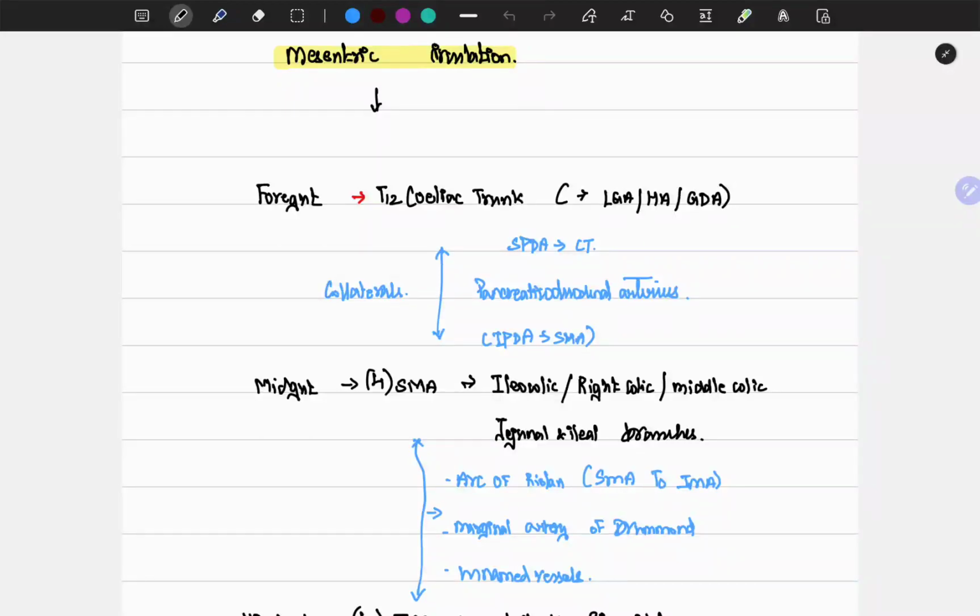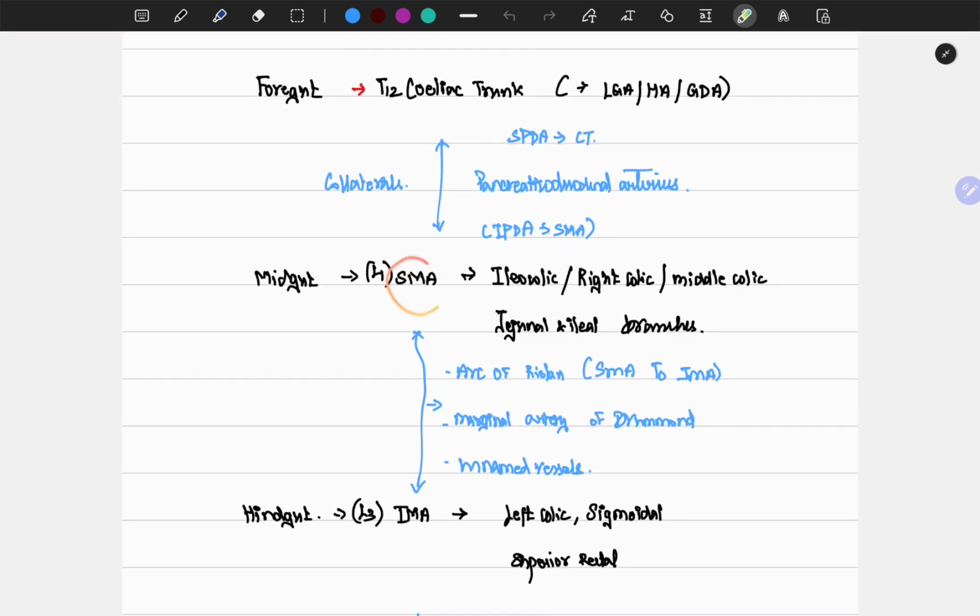Hi all. Today we are going to discuss mesenteric circulation, a very important exam topic. So mesenteric circulation with respect to the foregut: celiac trunk arising at the level of T12, branches, left gastric artery, hepatic artery and gastroduodenal artery. Midgut is supplied by the superior mesenteric artery arising at the level of L1 vertebra. Branches: ileocolic artery, right colic, middle colic artery, jejunal and ileal branches.